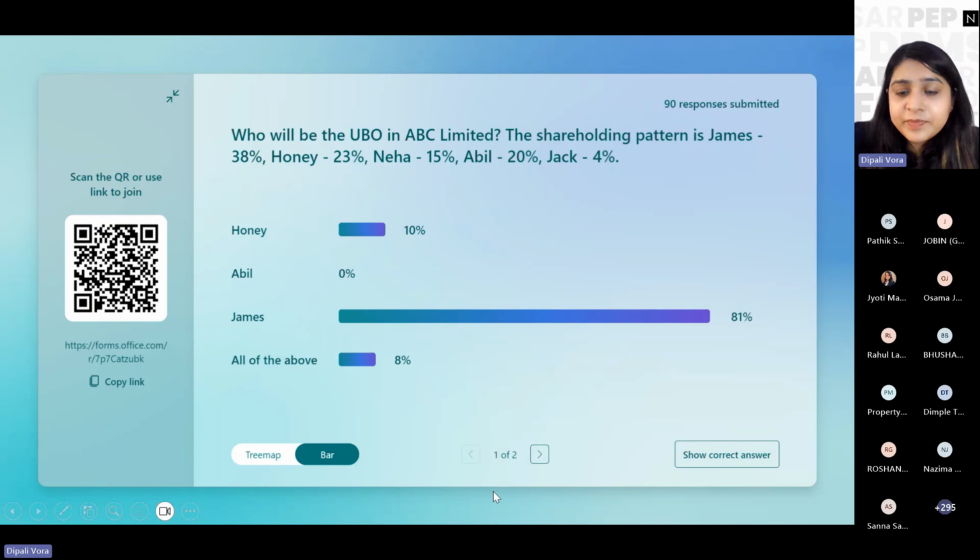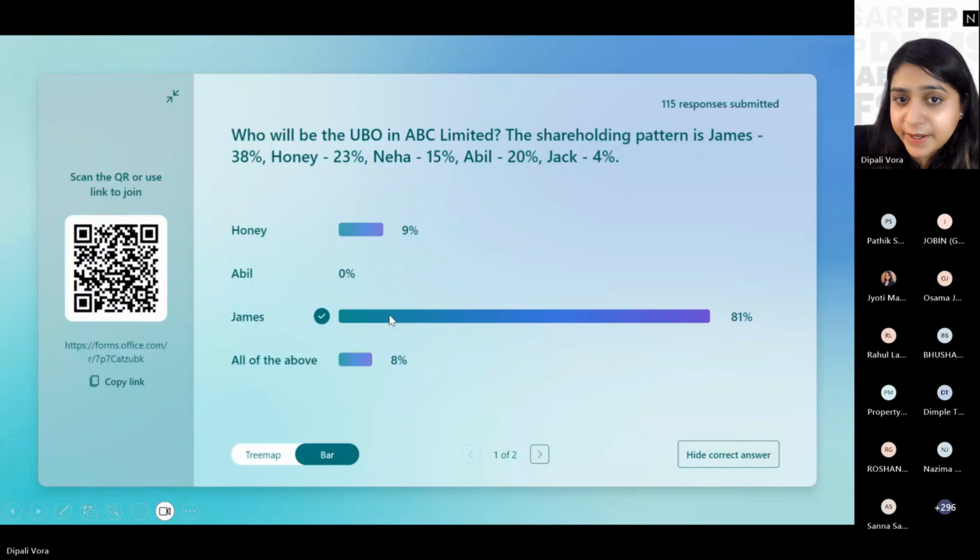Okay, so the correct answer is James. Honey is holding 10%, Honey is holding 23%, which is below the threshold of 25%. And all of the above is not possible because only James is the person who is holding more than 25%. That is why he would be considered as the UBO. And Honey, Neha, Abir, Jack, they will not be considered as the ultimate beneficiary.